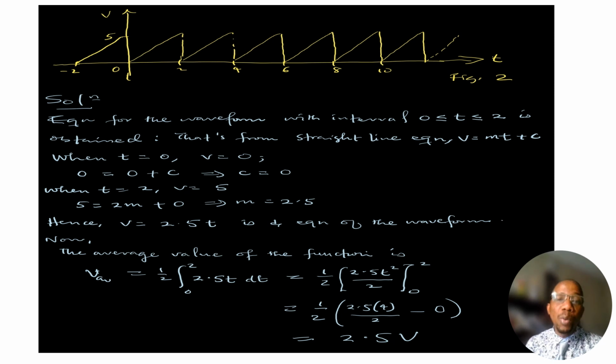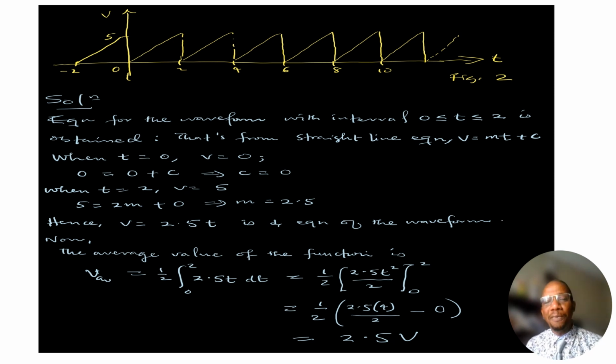We want to get an equation using the straight line equation mx plus c. But here we have mt plus c because our x-axis here is t. So we've gotten c and we've gotten m, 2.5. Therefore, v equals 2.5t is the equation of the waveform in figure 2. Now I've gotten the equation, our work is half done.